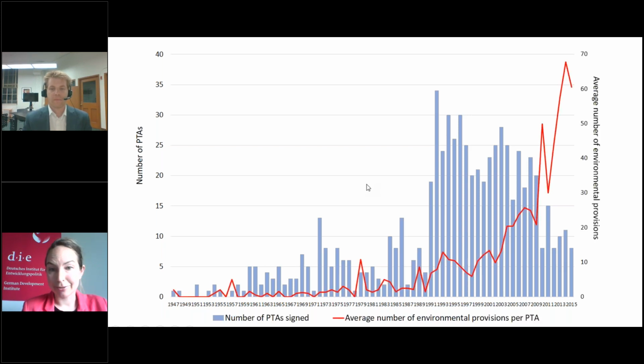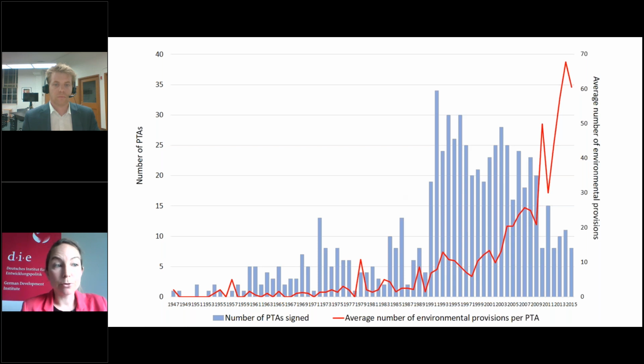These preferential trade agreements, these PTAs, go far beyond the traditional reduction of tariffs. By now, they include a broader array of policy areas than ever, including the environment. Since the turn of the millennium in particular, more and more of these PTAs have included a growing number of environmental clauses. And by now, each agreement includes on average around 60 different types of environmental clauses.